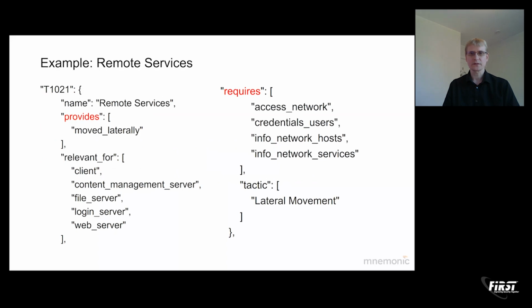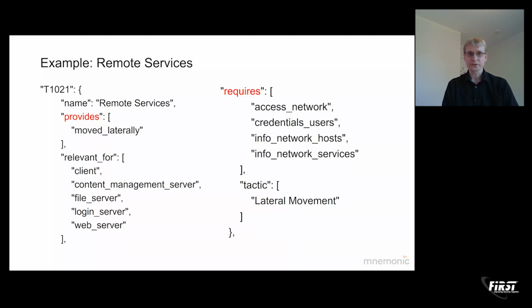But one example just to illustrate this. This is a technique, remote services, from the lateral movement tactic. It has a requires section with 4 promises: access network, credentials users, info network hosts, and info network services. Access network means that it has access to the internal network of the target infrastructure. Credentials users means that it has access to valid credentials for multiple users in the infrastructure. Info network hosts means that it knows about hosts and addresses of other systems in the infrastructure. And finally, info network services means that it knows what kind of services are running and listening on network ports in the infrastructure.